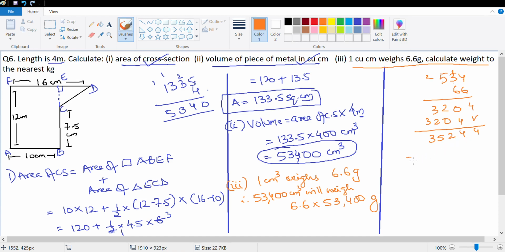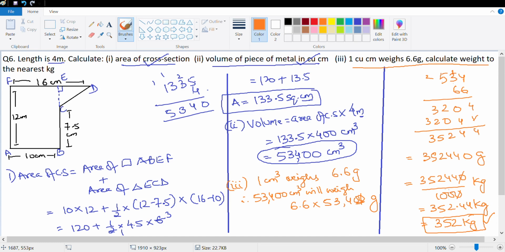So this is 35244 with two more zeros, because I'll remove one zero here because this becomes 66, which means I add one zero here. This is gram, and if I need to convert this into kilogram, I will divide this by 1000. This is kg, which means I'll have two decimal, which is 352.44 kilogram. As per the question, they want it to the nearest kg, which means this will be equal to 352 kilogram. That's my final answer.